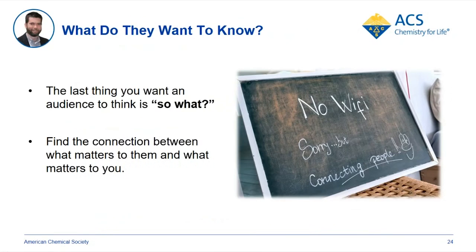So the next thing you want to ask yourself is, what do they want to know? The last thing you want your audience to think is, so what? You need to find the connection between what matters to them and what matters to you. So you may be very keen on five or six things about your research, the possibilities for how it could improve people's lives, or the ways that it could reduce the environmental impact, or if you're working on materials that will make our technology better. You need to find out what's going to resonate with them.